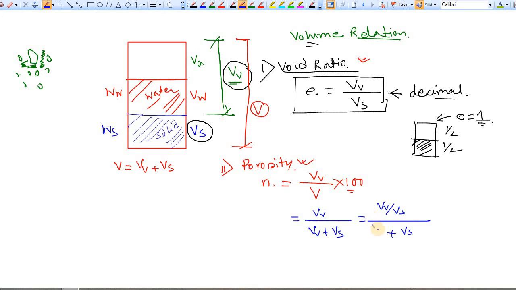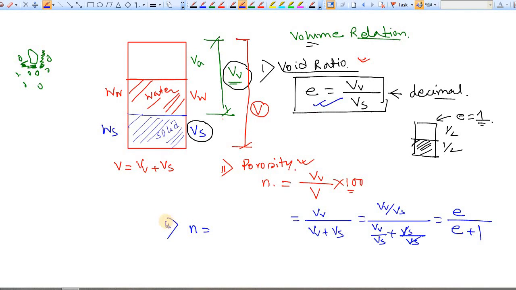Vv by Vs plus Vs by Vs. What are you getting? Vv by Vs is void ratio. So e divided by, again this is void ratio, plus Vs cancelled, so 1. So here you can see that porosity and void ratio are connected to each other by this relation.